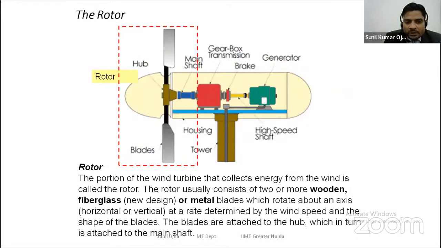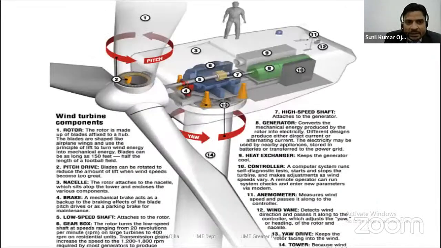The rotor portion of the wind turbine collects the energy from the wind and is called the rotor. The rotor usually consists of 2 or more wooden, fiberglass, or metal blades. Next, all the main components. This is an actual diagram. You can see there is a rotor on the front side, pitch drive, and nacelle. The whole mechanism behind the rotor is called the nacelle, where all the mechanism is placed.